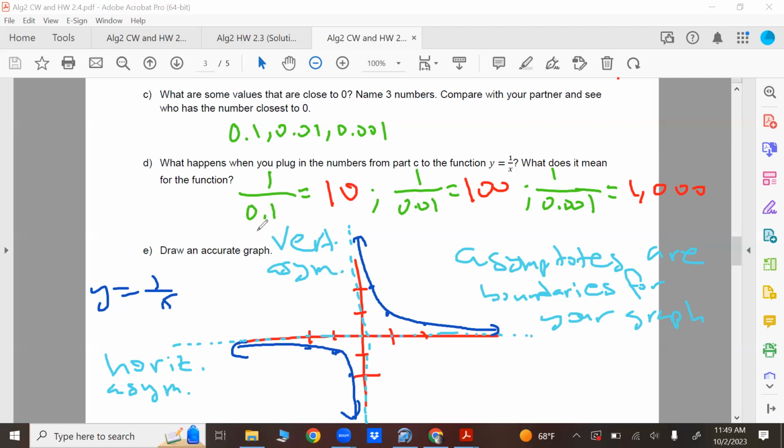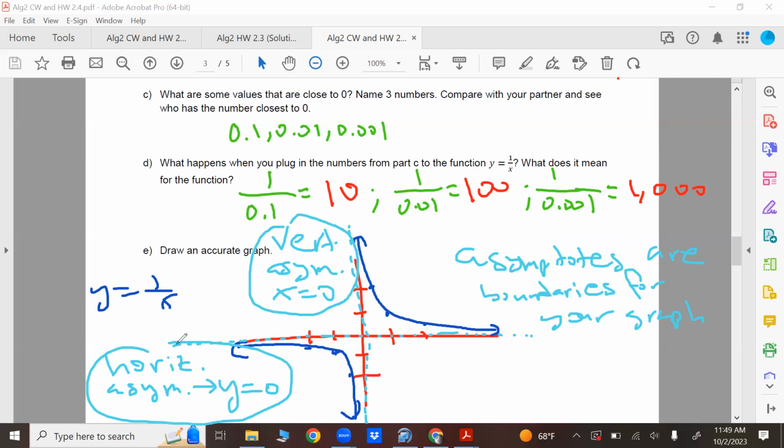So what would you say the equation would be for the horizontal asymptote? If it's just the x-axis, what's the y value when you're on the x-axis? Good, y equals 0, exactly. The vertical asymptote, you're now on the y-axis. What's true about all the x values when you're on the y-axis? X equals 0, right? So that's part F, guys, in light blue.